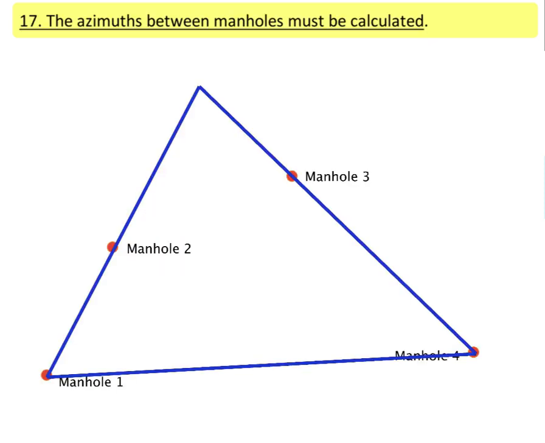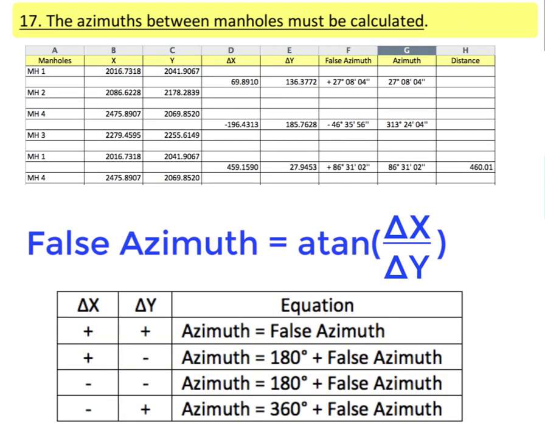The azimuth from manhole 1 to manhole 2, the azimuth from manhole 4 to manhole 3, and the azimuth from manhole 1 to manhole 4 must be calculated. The azimuths are calculated using the arctangent function and the table that is shown. The false azimuth is equal to the arctangent of the change in x divided by the change in y. The false azimuth will be a positive or negative number between 0 degrees and 90 degrees.